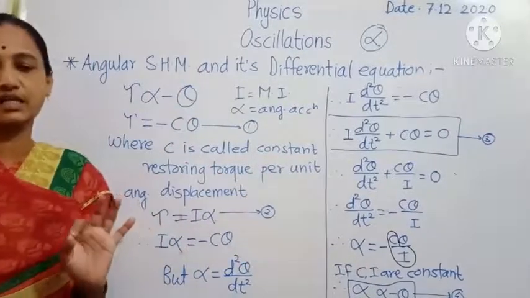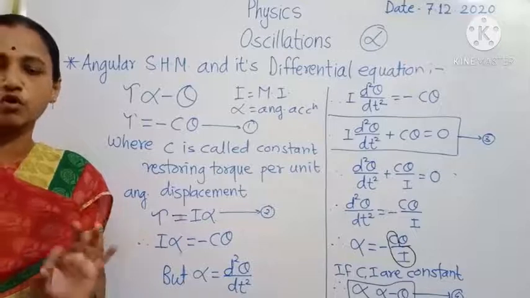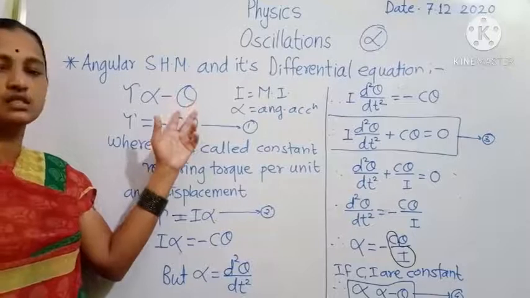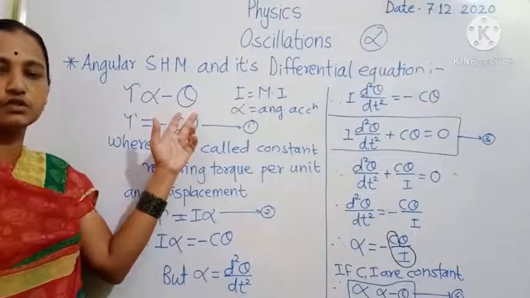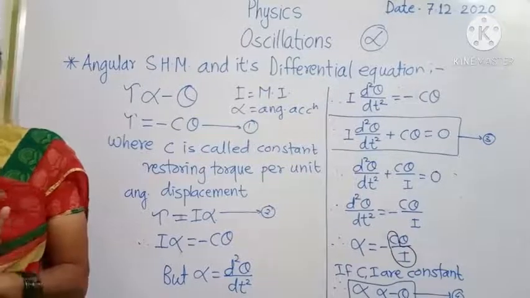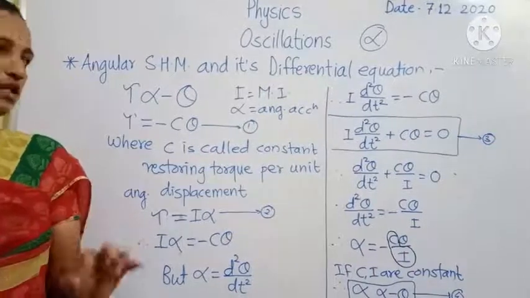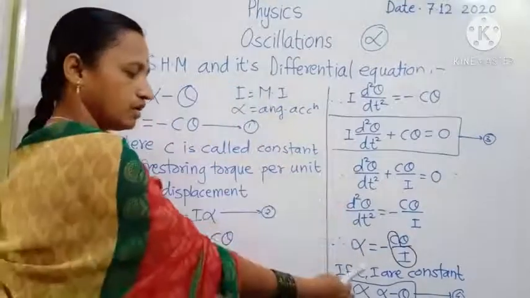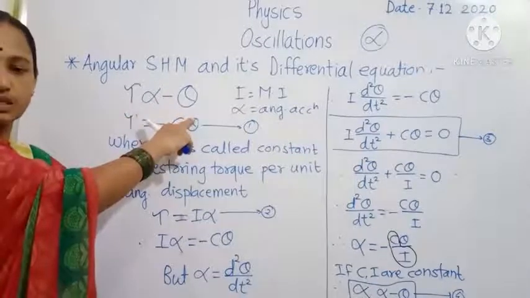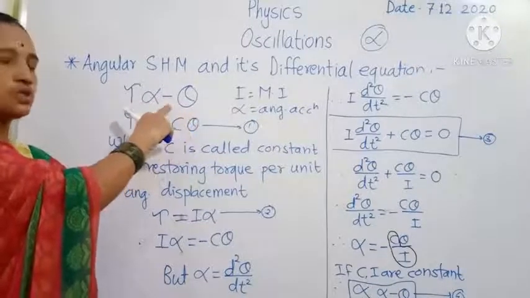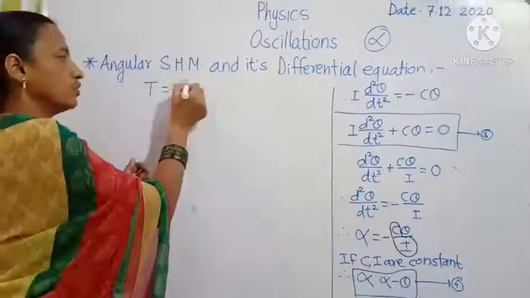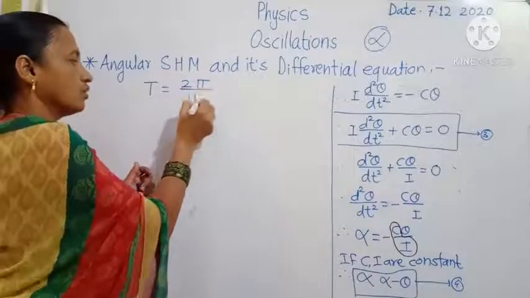This minus sign indicates that this angular acceleration or torque is opposite to that of the angular displacement, and this is the definition for the angular S.H.M. That is, angular S.H.M is defined as the oscillatory motion of a body in which torque or angular acceleration is directly proportional to the angular displacement and its direction is opposite to that of the angular displacement.